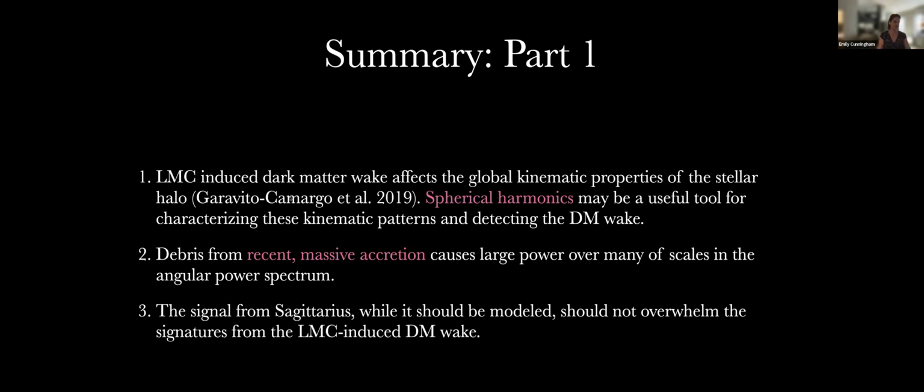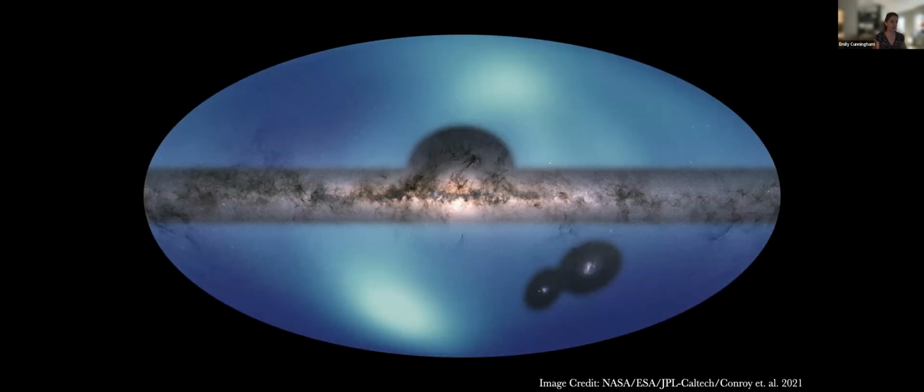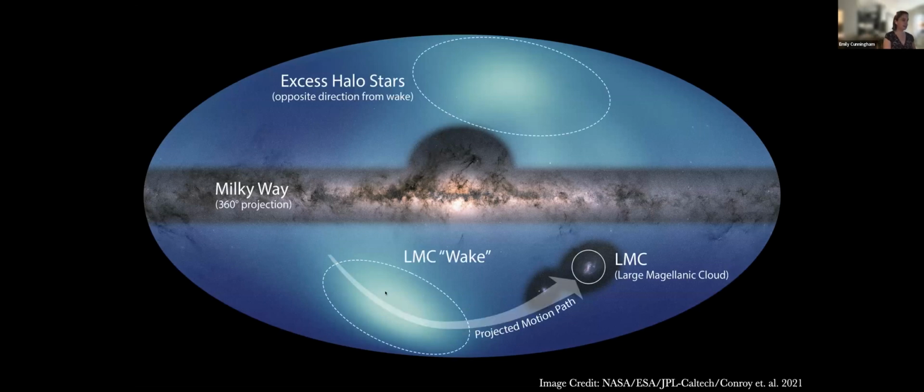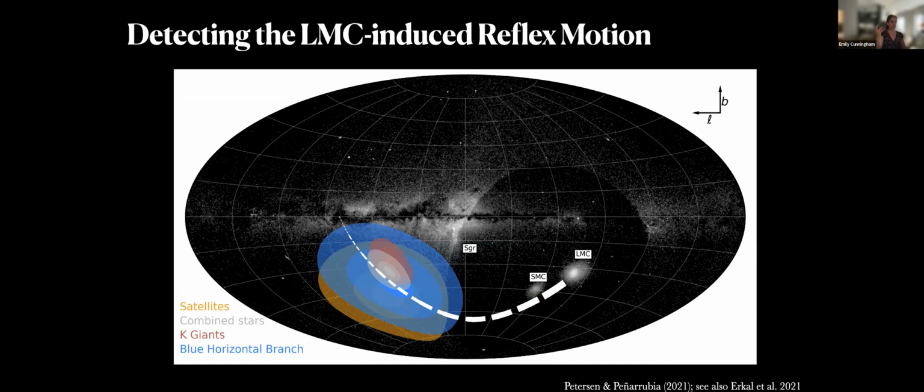Since I wrote this paper in 2019, there have been a number of really exciting observational results that I want to mention. First of which is there was this great Nature paper from Charlie Conroy's group claiming the detection of the overdensity trailing the LMC in its orbit, which is very exciting. They found this morphology of this wake that looks very similar to the predictions from the simulations, which is really exciting. In addition, there was this measurement of the reflex motion induced by the LMC on the Milky Way disk and halo that was measured by Peterson and Penarubia, and see also results from Dennis Urkel. So this is all really exciting.